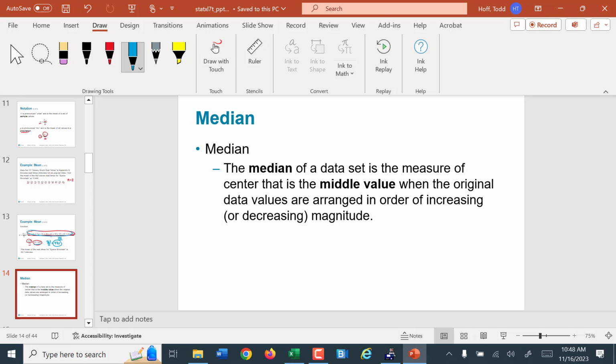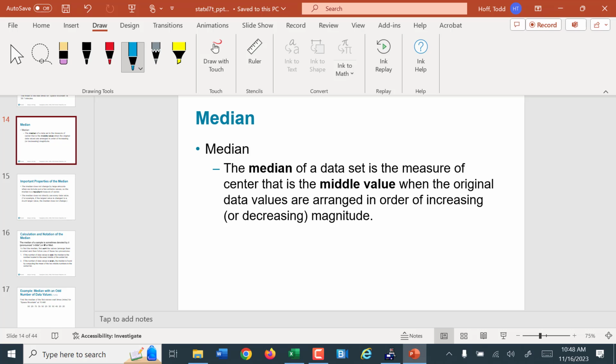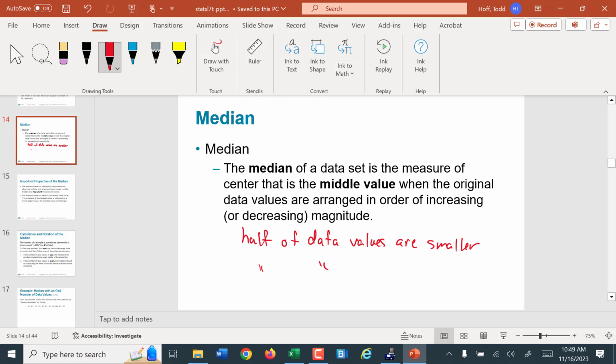Our median is looking at the middle value. If we put them in order, increasing or decreasing, I've always done increasing just because it makes more sense to me, it is the value that's exactly in the middle. Another way of putting it is half of the data values are smaller and half of the data values are larger than the median.